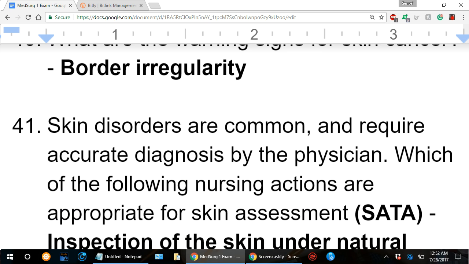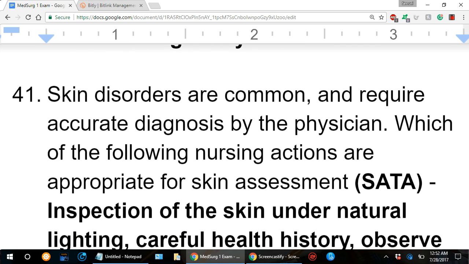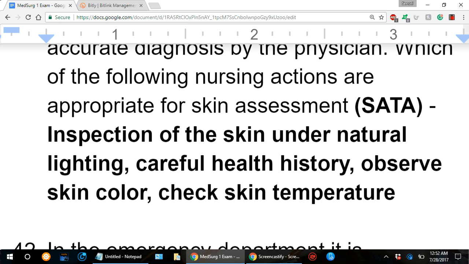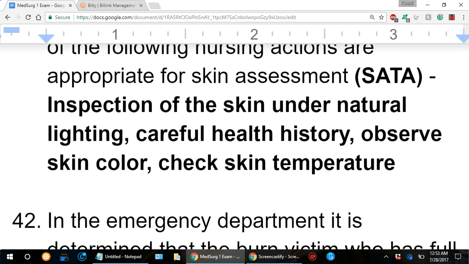Skin disorders are common and require accurate diagnosis by a physician. Which of the following nursing actions are appropriate for skin assessment? Select all that apply. That would be inspection of the skin under natural lighting, careful health history, observe skin color, and check skin temperature.